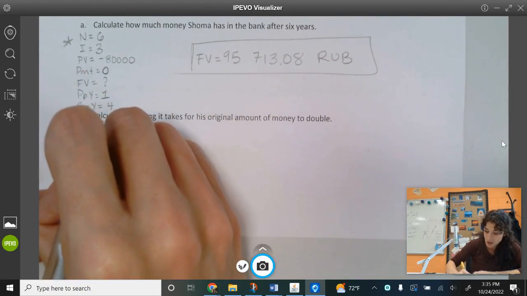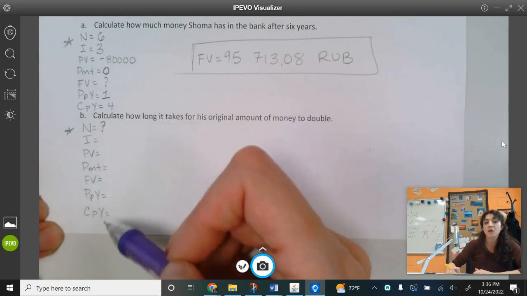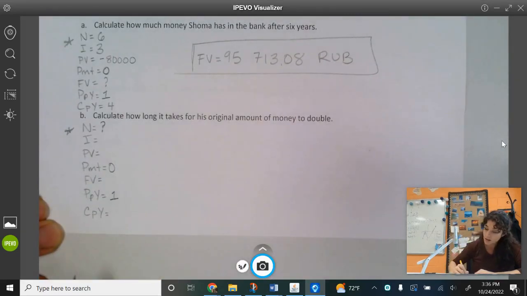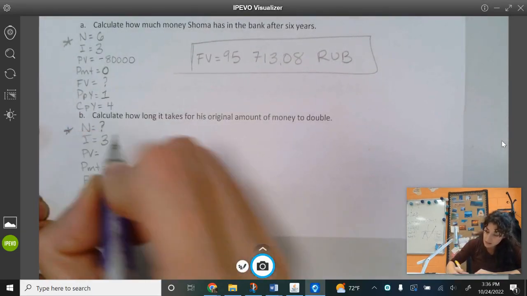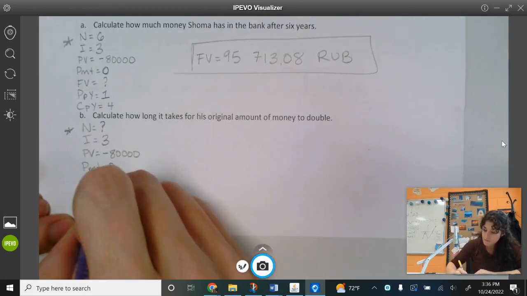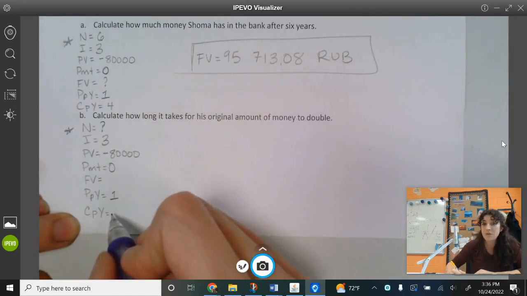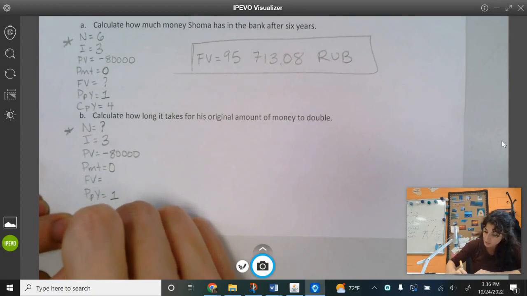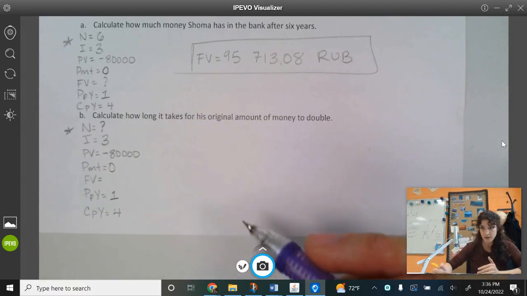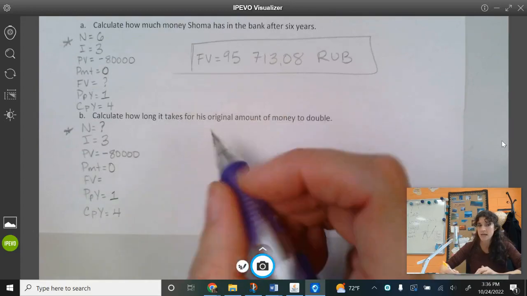Okay, so N is going to be our big question mark. We don't know the time, so N is going to be our unknown. Interesting. So we have to have information for all of these. I know payments are going to be 0. I know payments per year is going to be 1. I know that my interest is 3, and I know that my present value was 80,000. My final value, I know it needs to be double, but I don't really know what that means quite yet, maybe. But my CPY, my compoundings, that hasn't changed, and so that's 4. So now I've just kind of eliminated a bunch of things that I don't have to think about anymore because I've taken care of them and I've written them down and I've got them out on my page.